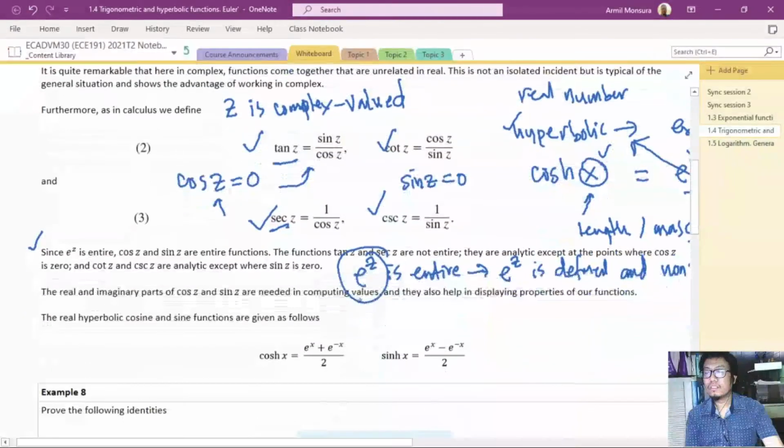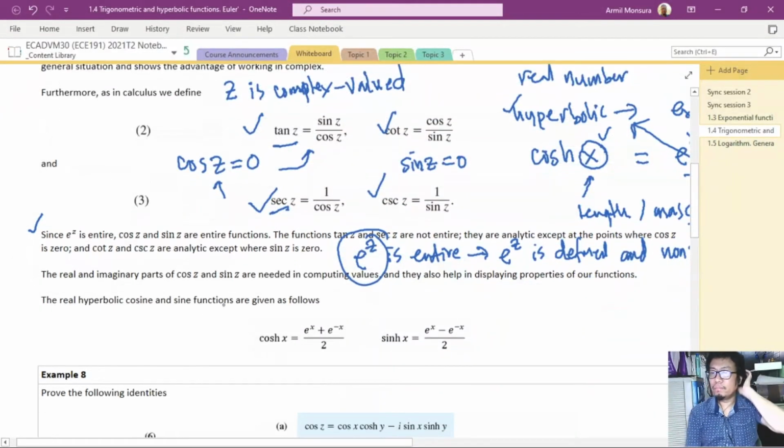So the real and imaginary parts of cosine of z and sine of z are needed in computing values, and they also help in displaying the properties of our functions. So basically, what we will attempt to do is to evaluate cosine of z when z is equal to x plus iy, and see what value it comes up to.